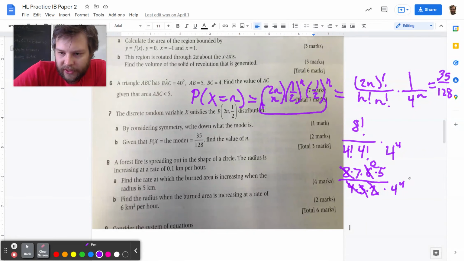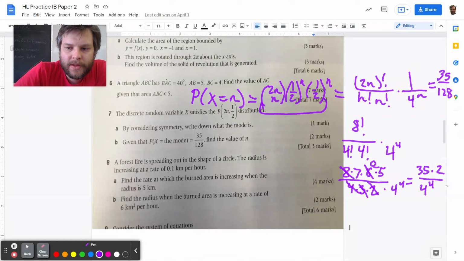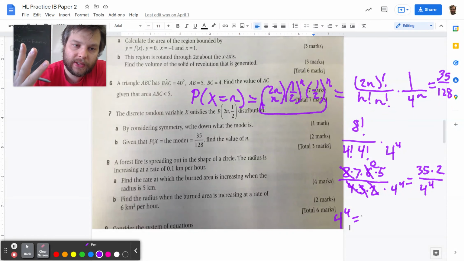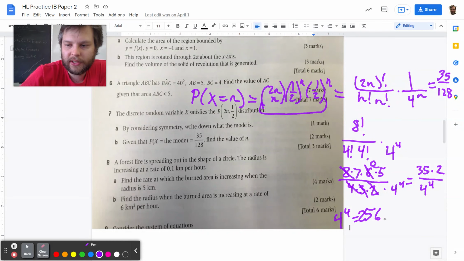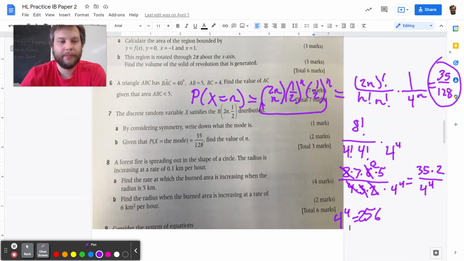And so what we can see here is we have 35 times 2 over 4 raised to the 4th. And I can see the 35 is matching up already. And if you think about 4 to the 4th, we go 4, 16, 64, 256. And that's how we cancel it down to be the requested probability right there.